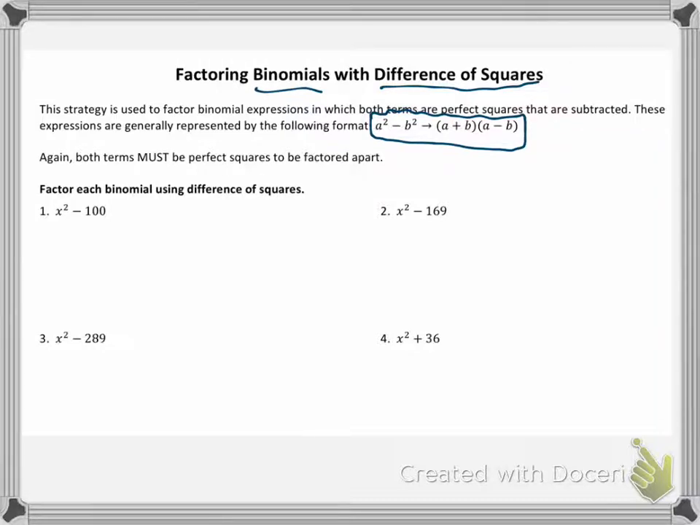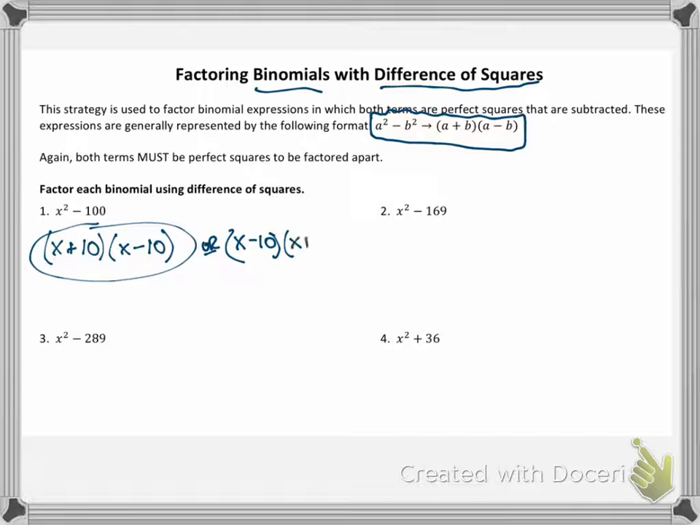Then we split this apart. So, x squared becomes x and x. 100 square roots to 10 and 10. One gets added. One gets subtracted. And this is now factored apart. Remember, it does not matter which order you write your factors in, so you could write it as x plus 10, x minus 10. You could also write it the opposite way, where the minus comes before the plus. They both mean the exact same thing. I don't care what order you write them in.